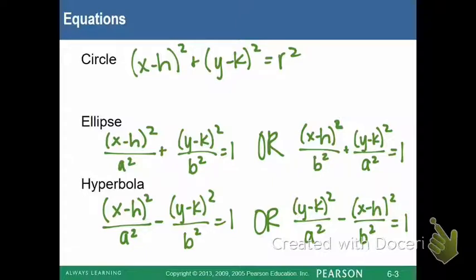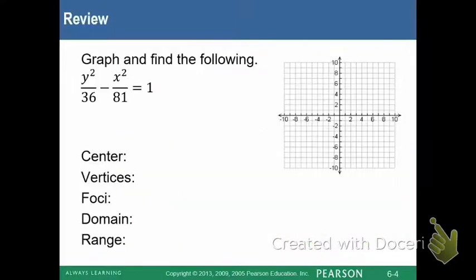All right, so then now you kind of have that at the top of your notes all in one place here so you know the difference. First couple are going to be mostly review. We are adding in domain and range here. So here's our equation. Our center is at 0, 0. You're not adding or subtracting anything to the x's or the y's.